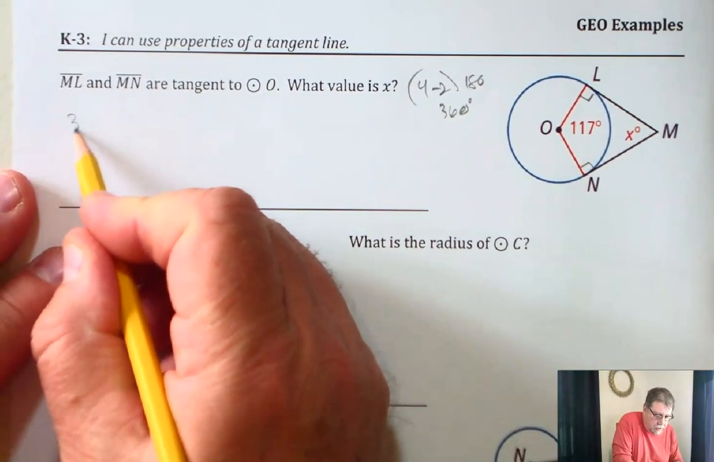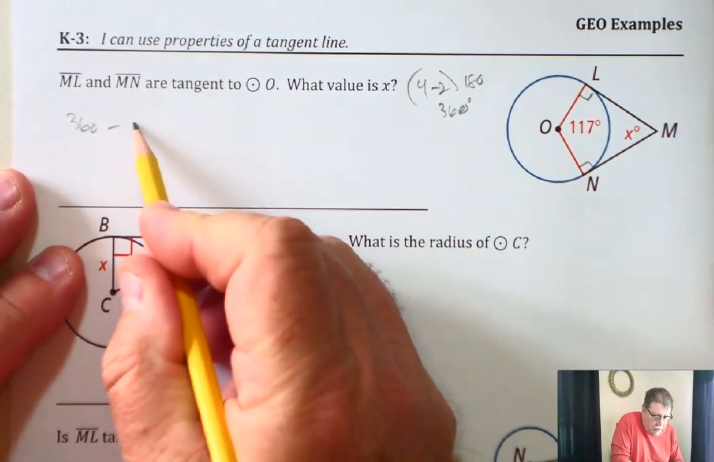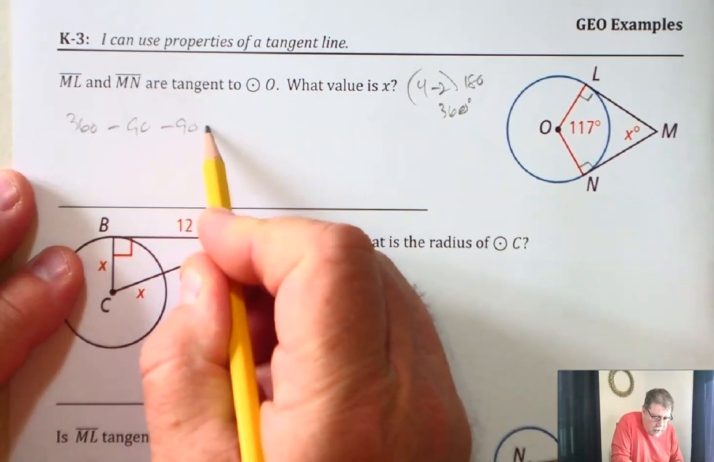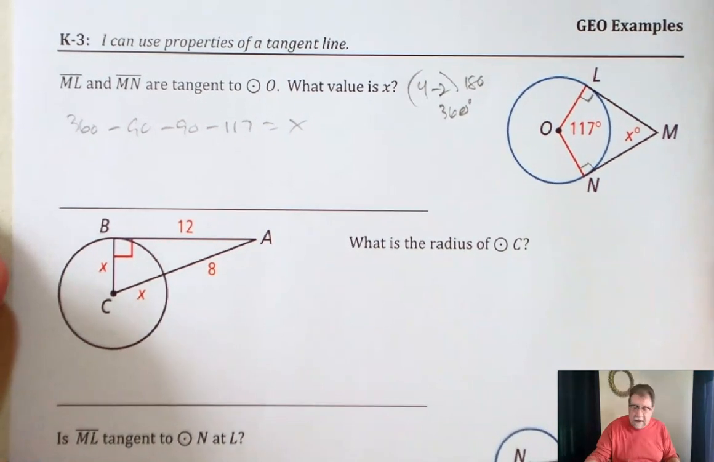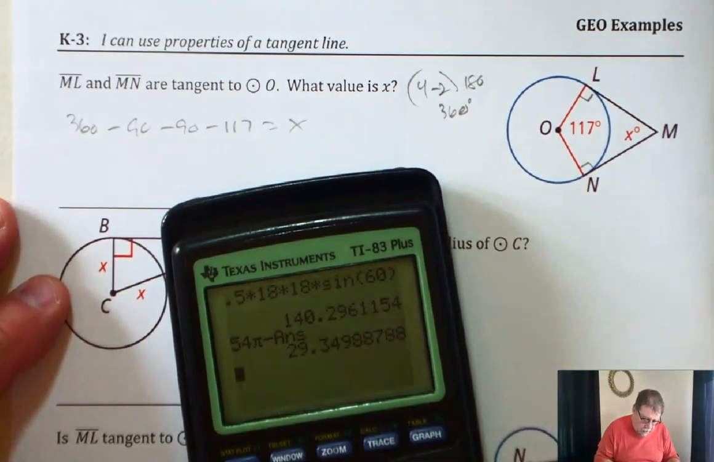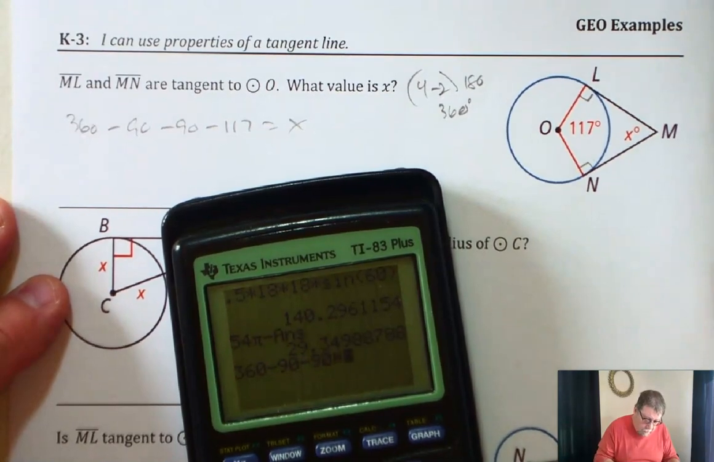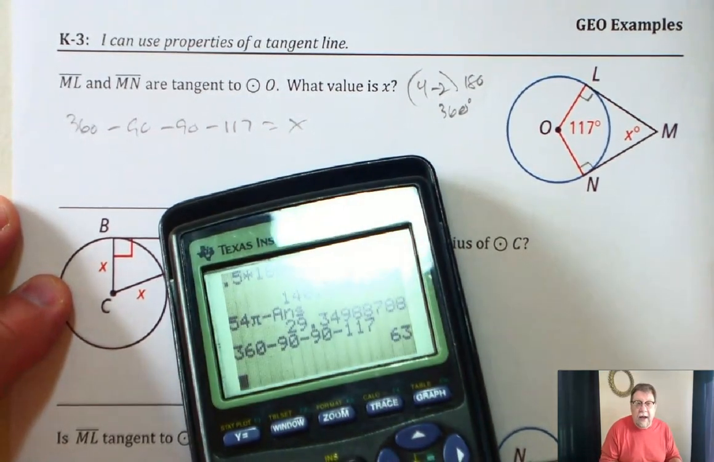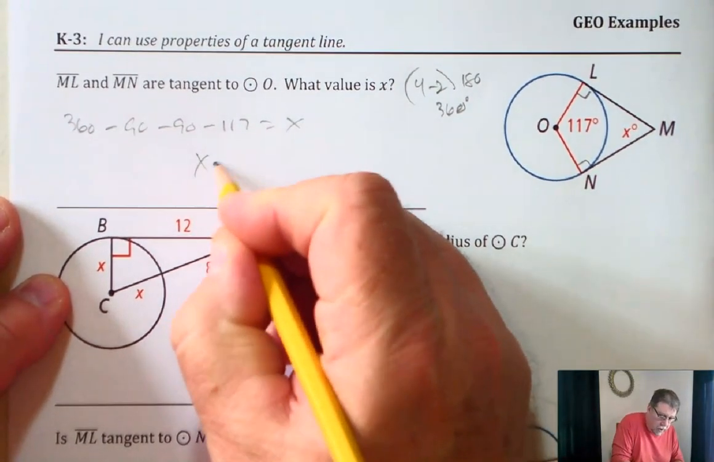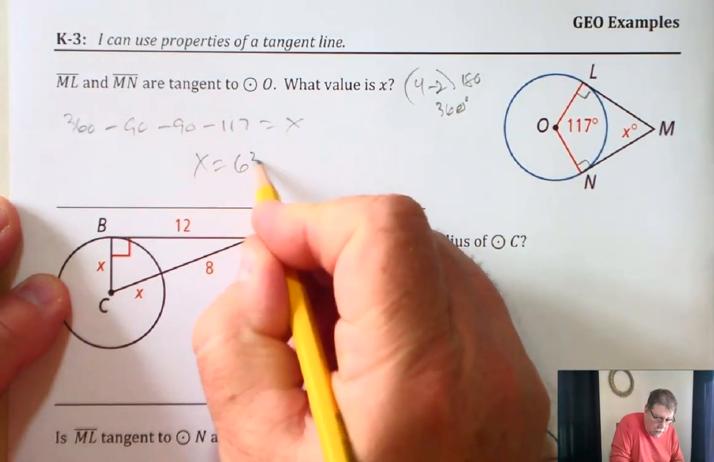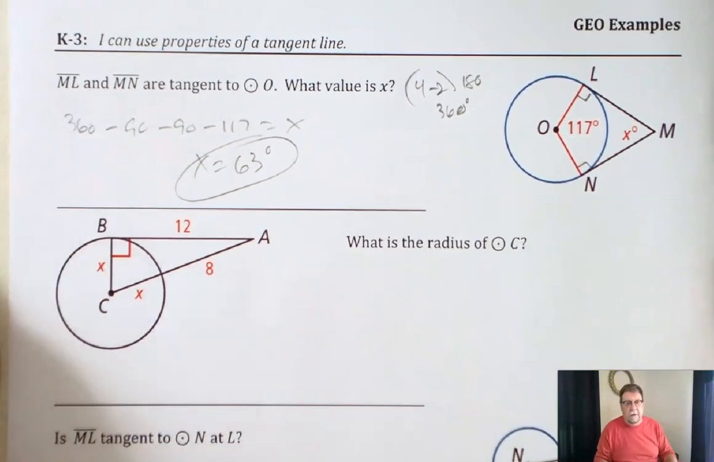So simply take 360 and start subtracting: 90 minus 90 minus 117. That's going to give you x. So that's all I'm going to do here: take 360 minus 90 minus 90 minus 117, and I end up with 63 degrees. So x is a 63 degree angle measure. So there's x, 63 degrees.